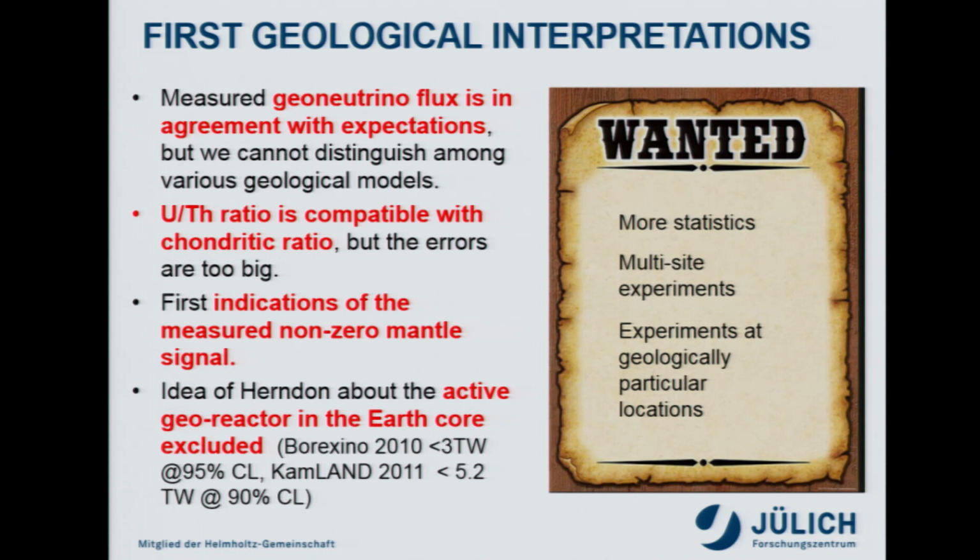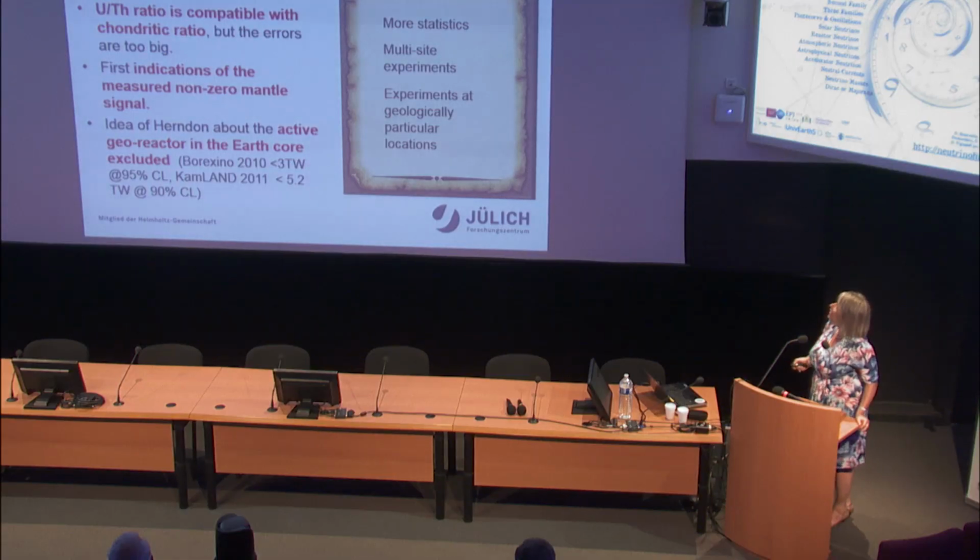We cannot, however, distinguish between existing bulk silicate Earth models and so on. We need more statistics. The uranium and thorium ratio is compatible with the chondritic ratio, which we assume in the bulk Earth, because we see it in the chondritic meteorites, and we see such ratios also in the solar photosphere. But also here we need more precise measurements. There are first indications of a measured non-zero mantle signal. And the idea of Herndon about an active georeactor in the Earth's core was practically excluded.